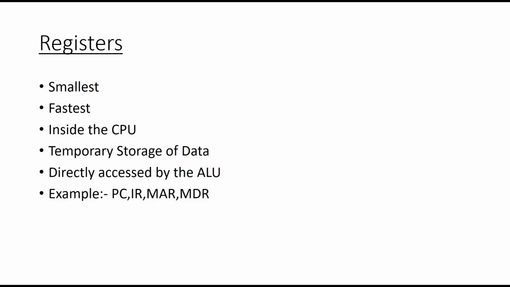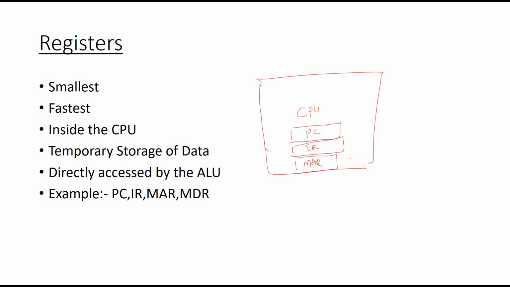Now let us discuss registers in the computer architecture. Registers are the smallest and the fastest memory type in the computer architecture. They reside in the CPU itself. If this is the CPU, we also have registers inside the CPU: let's say program counter, instruction register, memory address register and memory data register. Generally, the CPU fetches the instructions from memory. These registers will be used as temporary storage of data while the CPU executes the instructions.